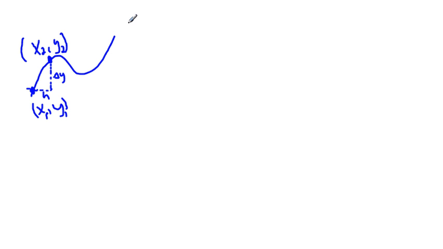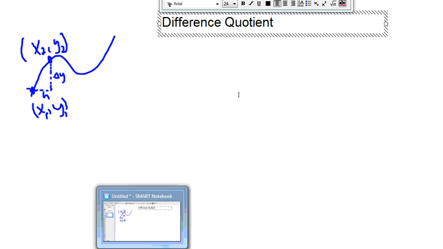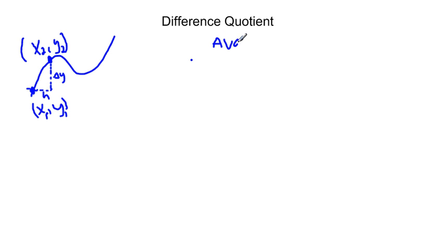And so the difference quotient, let me type it out so it's a little bit less messy than my penmanship. What we're doing is looking at the slope between these 2 points. The average rate of change is what we called it before.